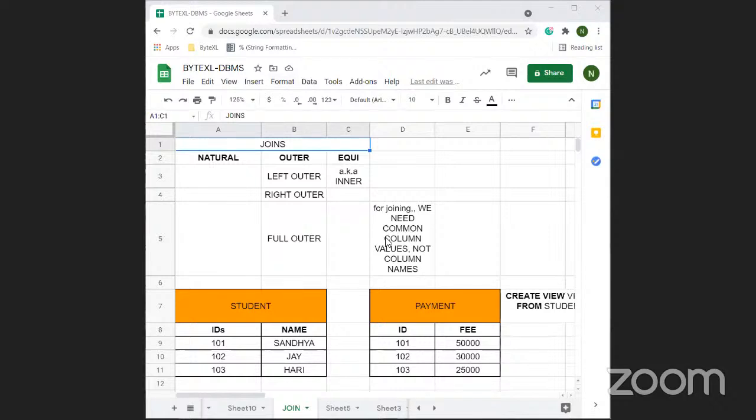So to give you a very quick idea of what joins are, you can observe there are two tables here. One table contains student details, one table contains payment details, that is fee details.